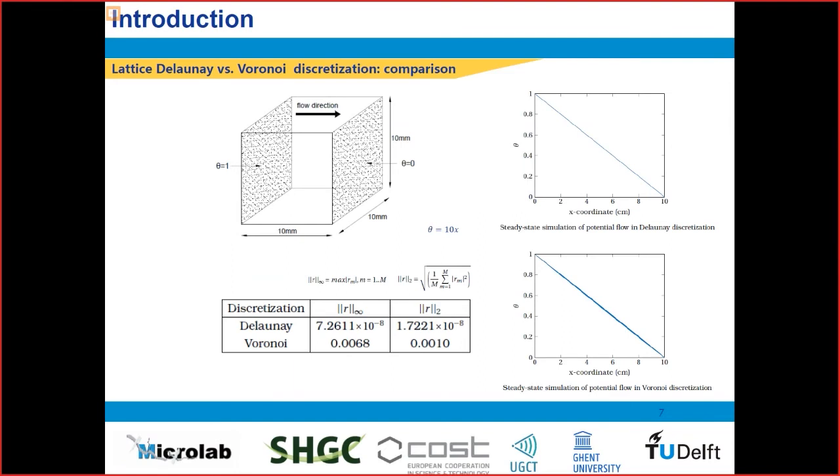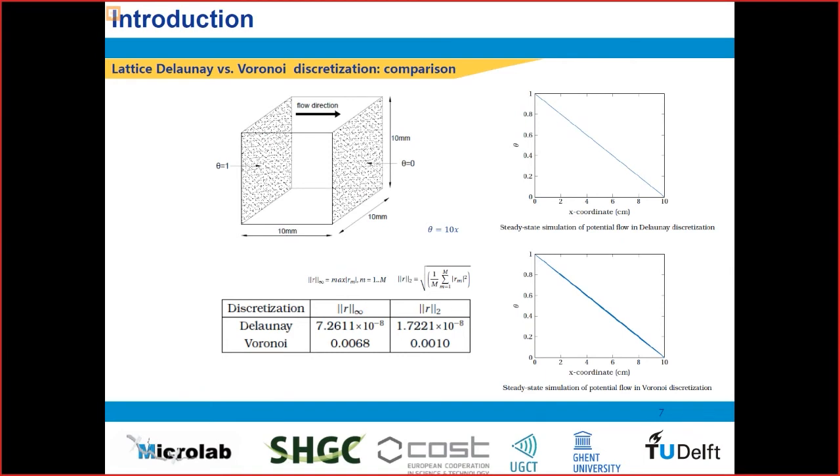So now we can go back to the comparison between Delaunay and Voronoi discretizations of the domain to see how it actually performs when we do simulations of moisture transport. A very simple example: you have a cubic domain where the hydraulic diffusivity function is equal to unity, and then we impose a moisture content equal to 1 on one side and equal to 0 on the other side, and we are simulating the steady state of this problem.